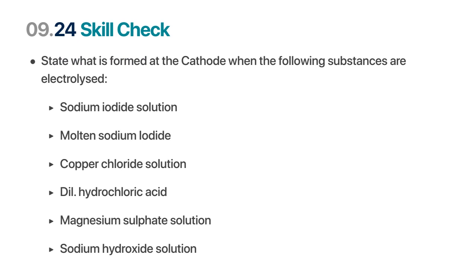Now the steps are: identify the cations and anions. Step 2, highlight what's going to the cathode and what's going to the anode. Step 3, figure out what's going to discharge at the cathode using the reactivity series. Okay, let's try doing that. We're only talking about the cathode for now, because we haven't talked about the anions yet.